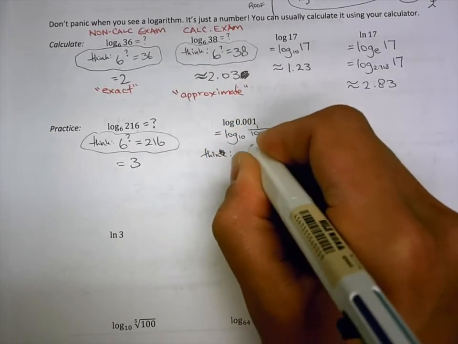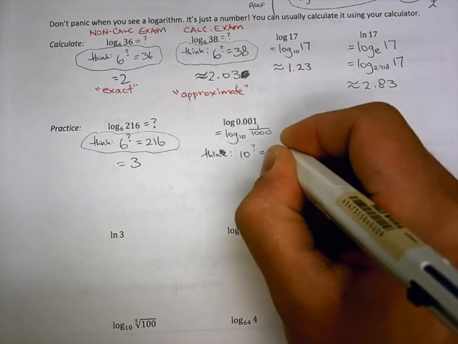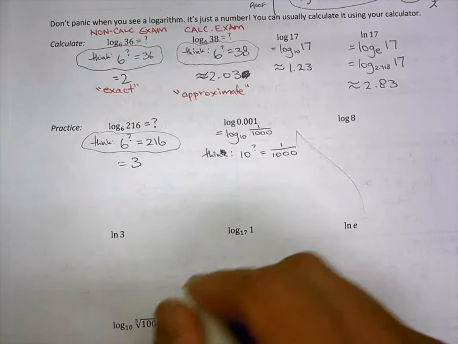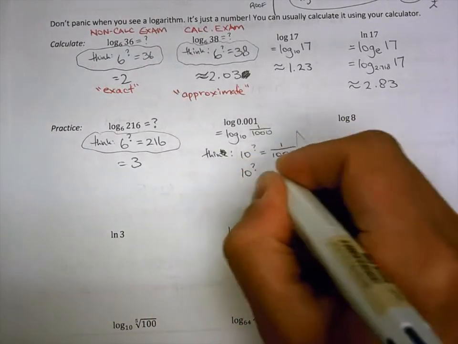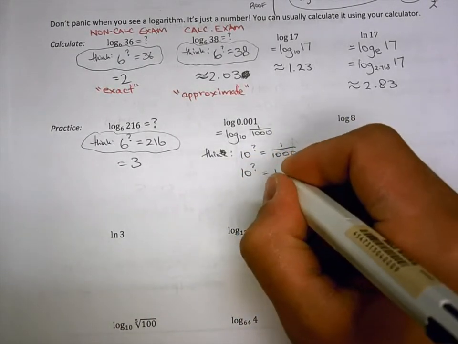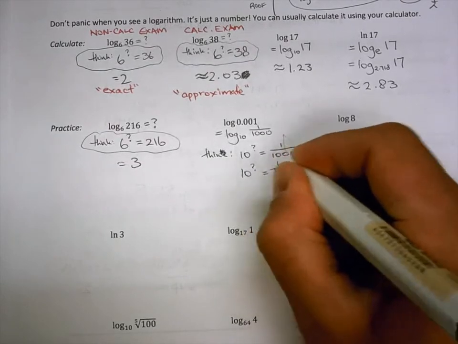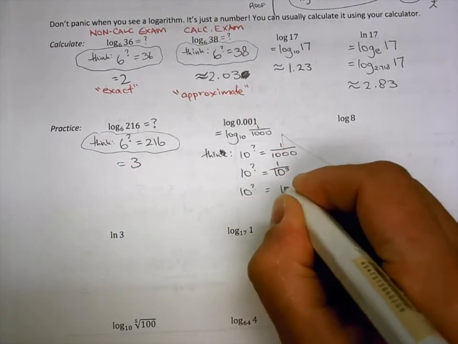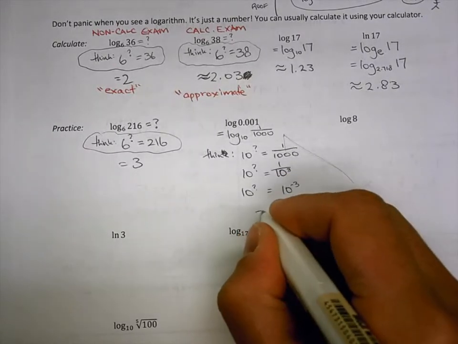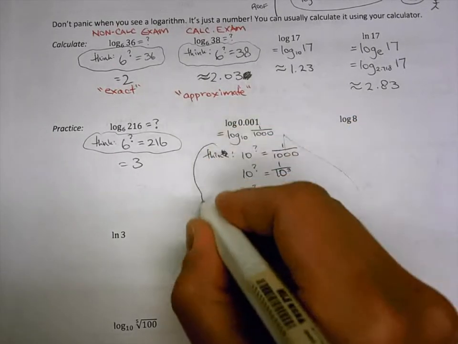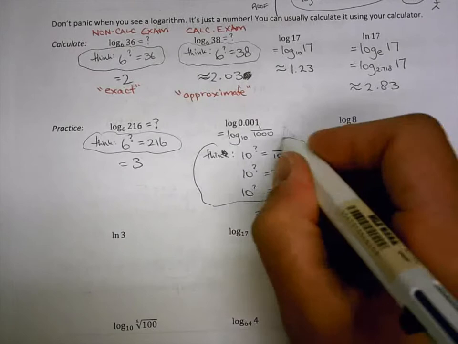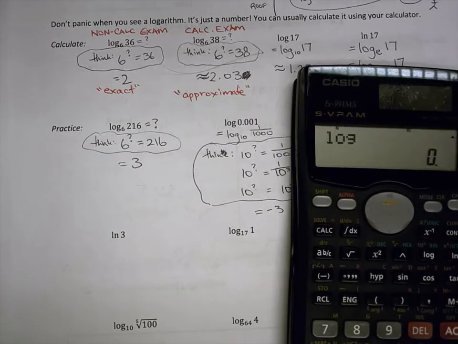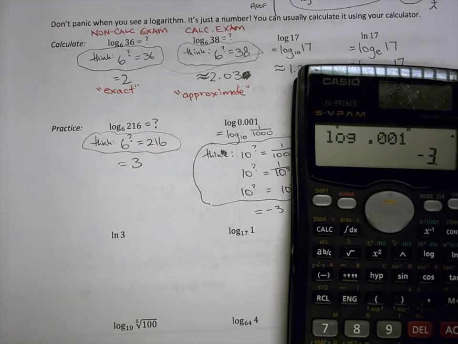10 to the power of what gives me 1 over 1,000? Or in other words, 10 to the power of what gives me 1 over 10 to the 3, or 10 to the negative 3? The answer is negative 3. Let me just check to see that that's right. Log 0.001. Yes, it's negative 3.